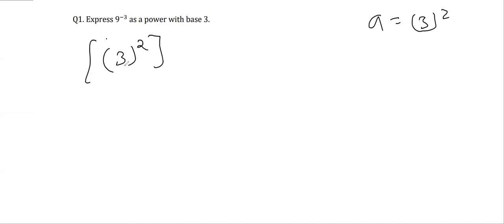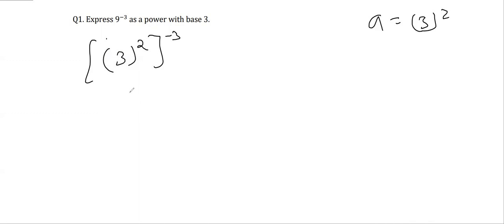In the first question, we have to express 9 raised to the power minus 3 as a power of base 3. So what we know is that 9 can be written as 3 raised to the power 2. If I replace this 9 here with 3 raised to the power 2, make sure I just replaced 9, not this whole thing, so this minus 3 power will be as it is. Once again, this 9 here is replaced by this, so we got 9 as 3 raised to the power 2.